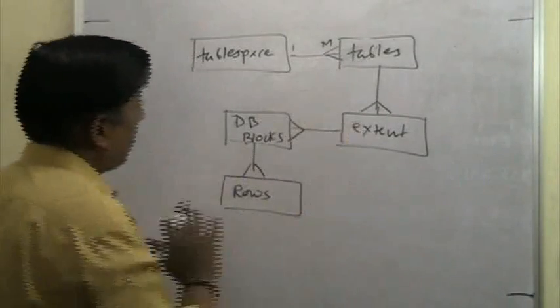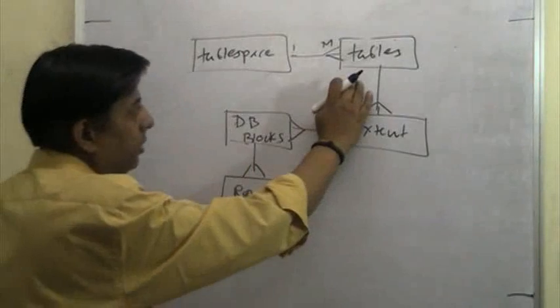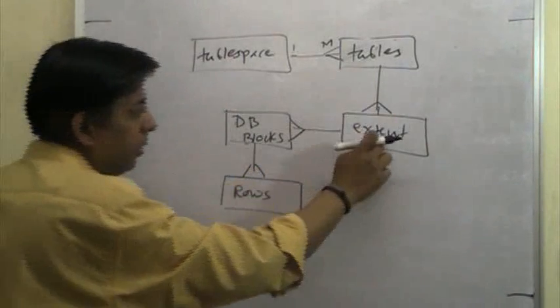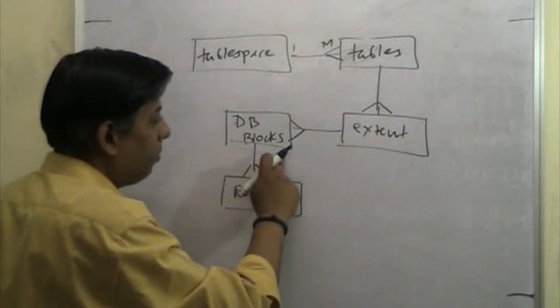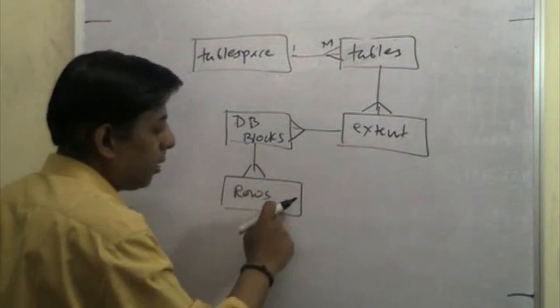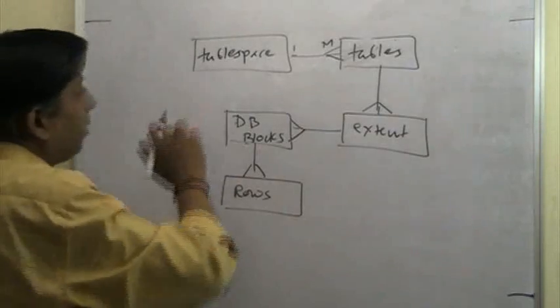So this is a diagram which explains the relationship between table spaces and tables. One table space will have multiple tables. Within one table there are multiple extents. Within one extent there are multiple database blocks, and within a database block there are multiple rows of the same table.